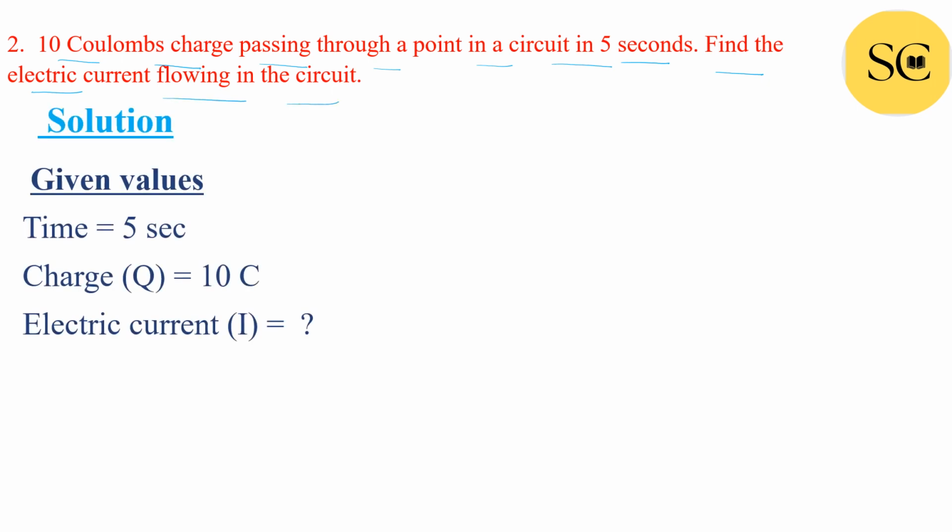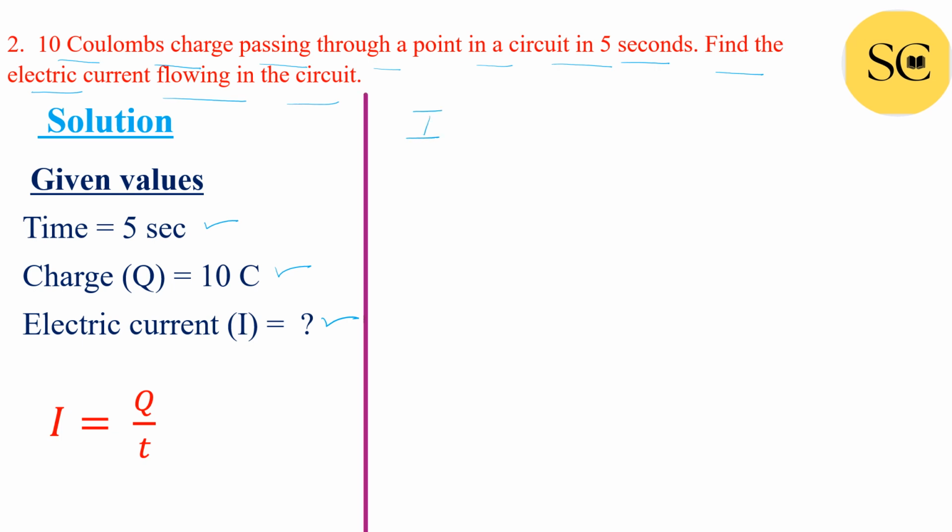First of all, write the given values. We have time 5 seconds, charge 10 coulomb, and we will have to find electric current. So the formula is I is equal to Q upon T. This question is very simple. Now put the value of Q, 10 upon 5. 5 twos are 10. I is equal to 2 ampere.